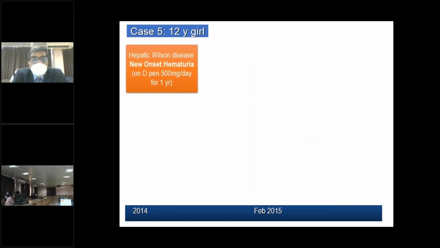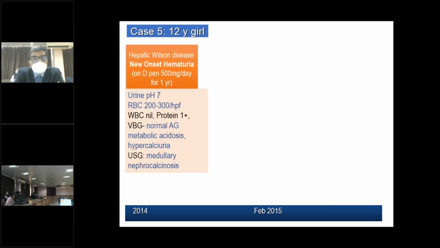Now coming to this case of a 12-year-old girl who was diagnosed as a case of hepatic Wilson, had presented to us with a new onset hematuria. On workup, her urine analysis showed a urine pH of 7. There was hematuria. The blood gas analysis showed a normal anion gap metabolic acidosis, and there was hypercalciuria. Ultrasound abdomen showed medullary nephrocalcinosis.